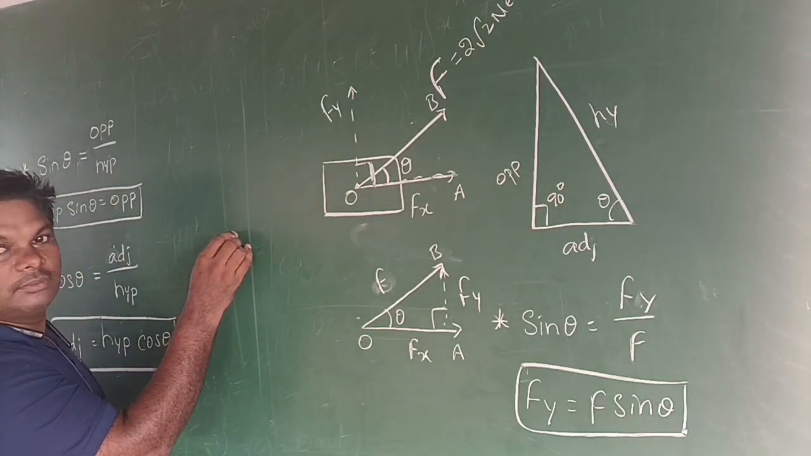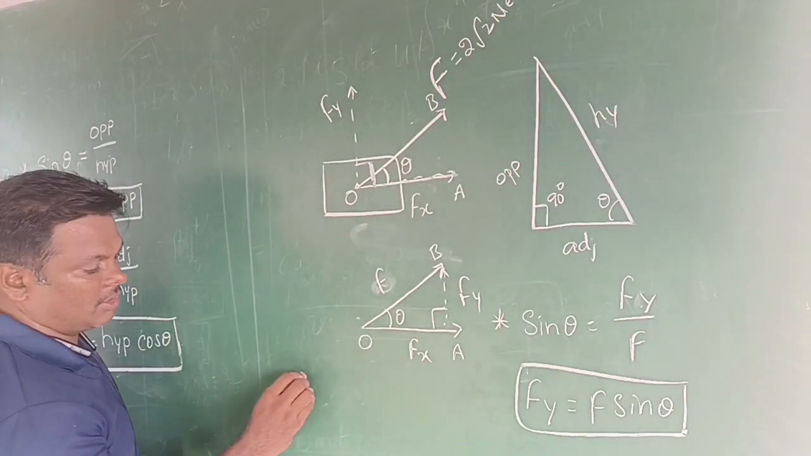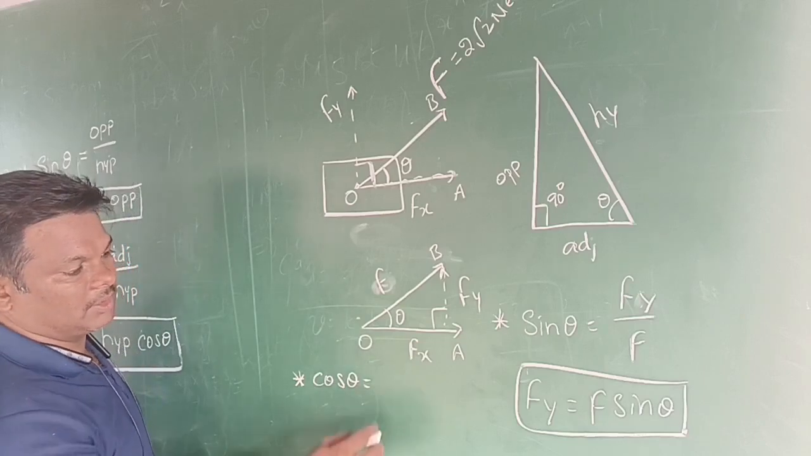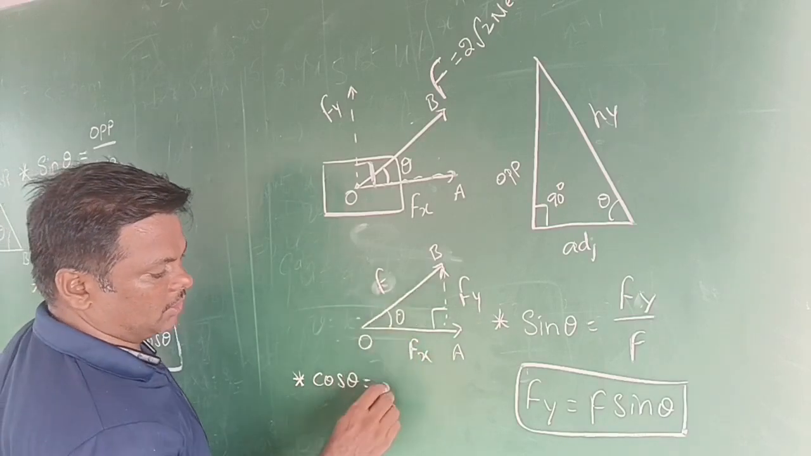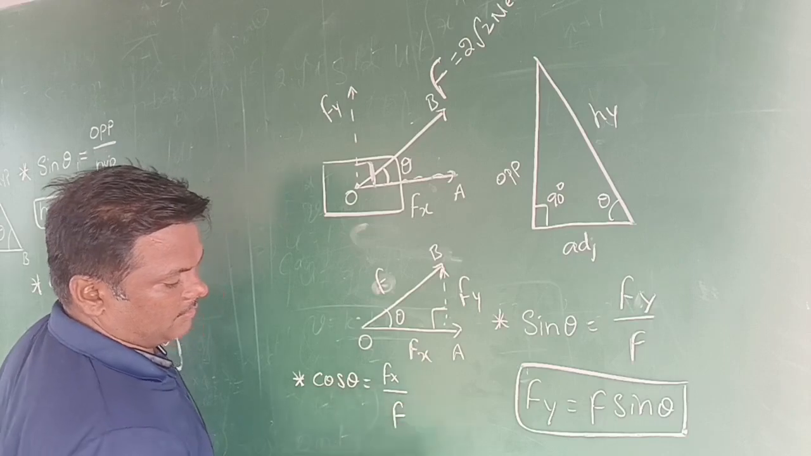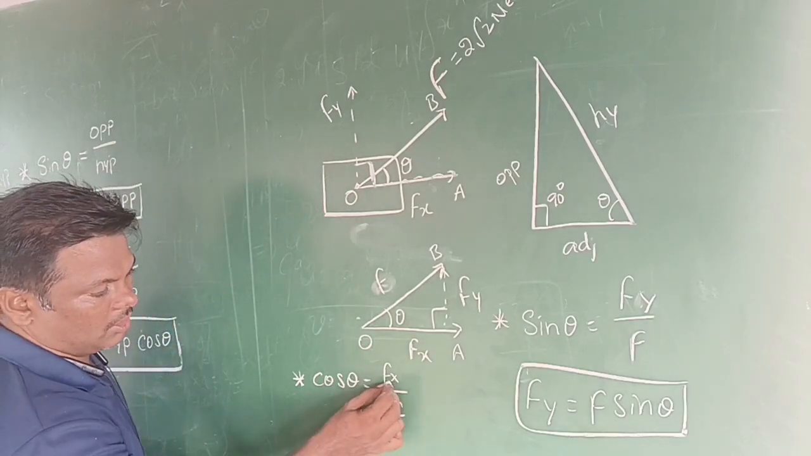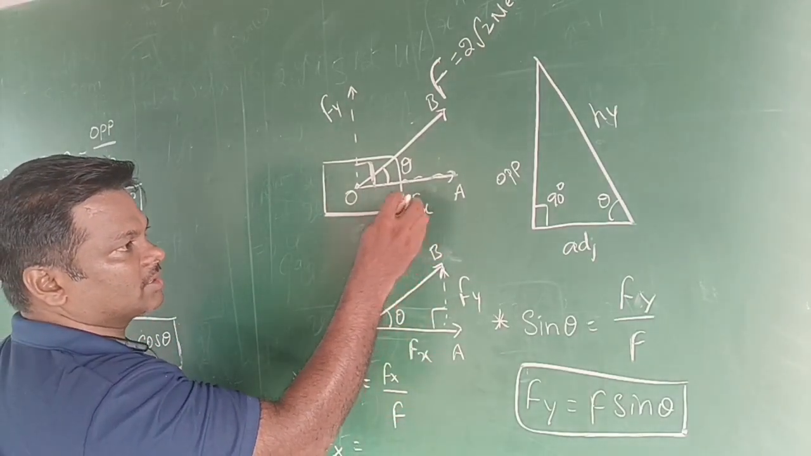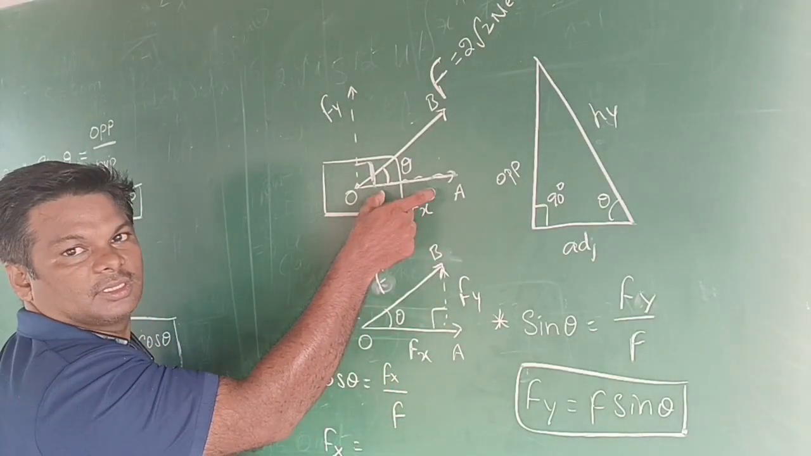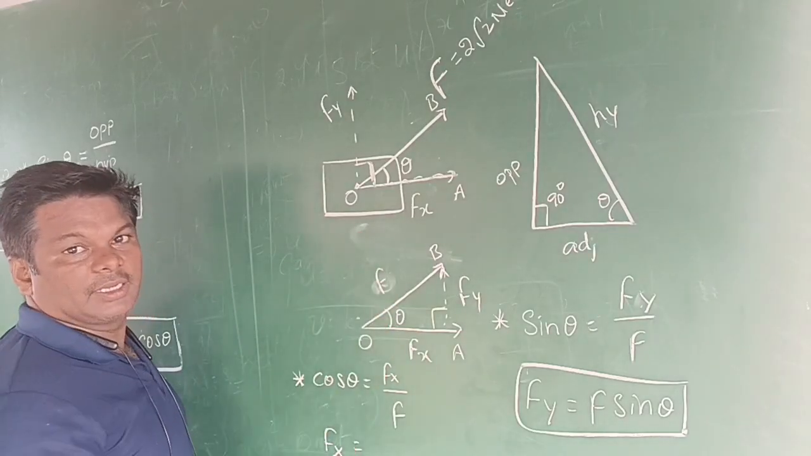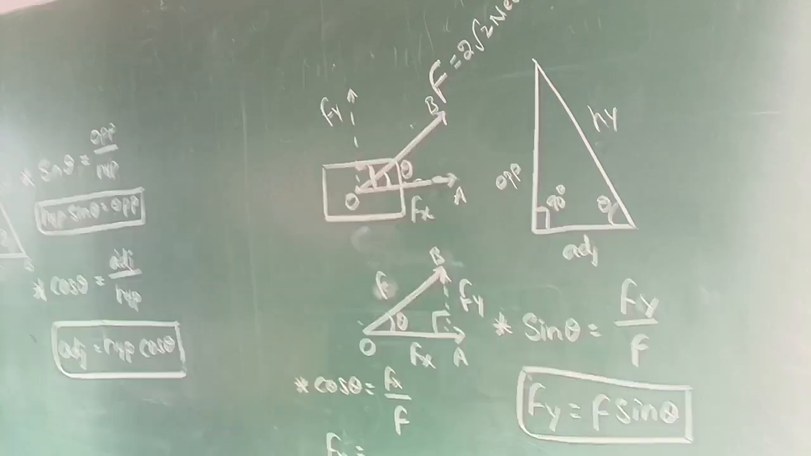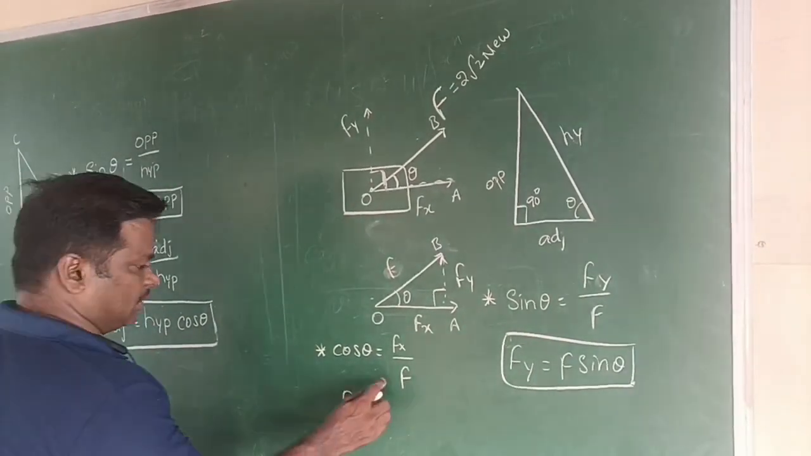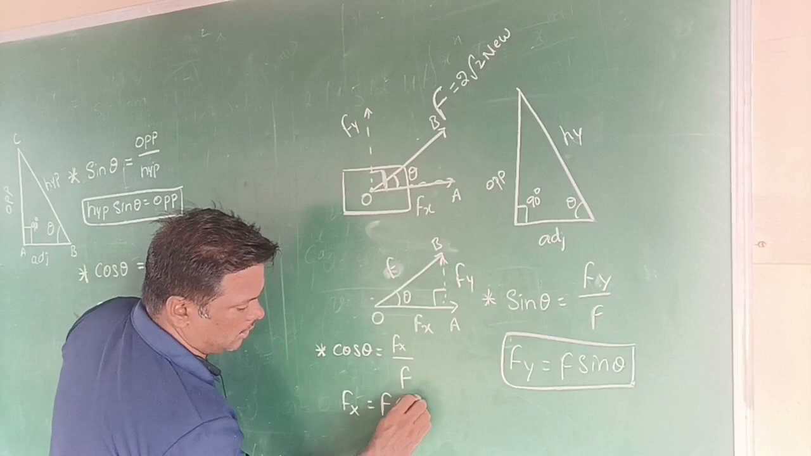What is cos theta? From this, cos theta is equal to adjacent side by hypotenuse. Fx by F. Look, what is Fx? Force acting along the x-axis. I just asked previously how much force is acting along this. From this, we can get that Fx is equal to F cos theta.